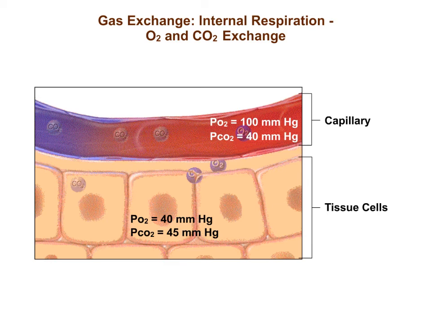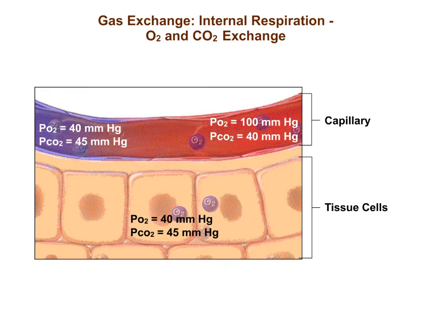Now, let's watch the simultaneous exchange of both oxygen and carbon dioxide. Gas exchange continues until equilibrium is reached. At equilibrium, the blood in the systemic capillaries has a PO2 of 40 millimeters of mercury and a PCO2 of 45 millimeters of mercury. The oxygen-poor blood now returns through the systemic veins to the right side of the heart.